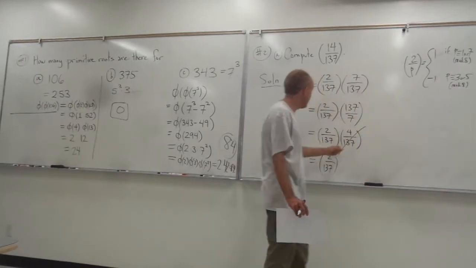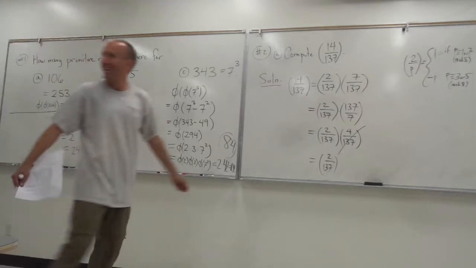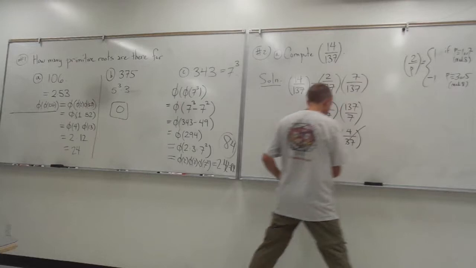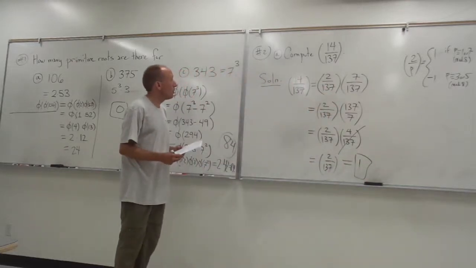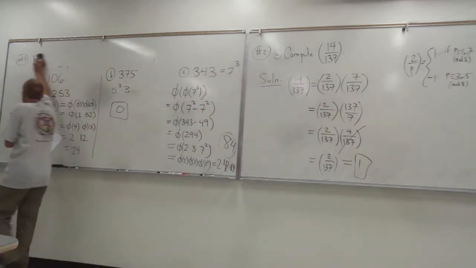So 137 mod 8, during that fiasco, did anybody figure it out? Is it 1? It's congruent to 1 mod 8. Okay, so that means that this Legendre symbol is 1. So the answer would be 1. So what does that actually mean? Let's come back over here and ask a second question now.